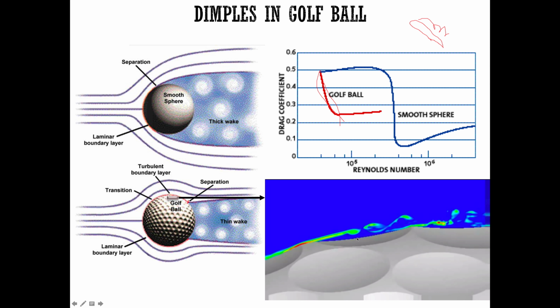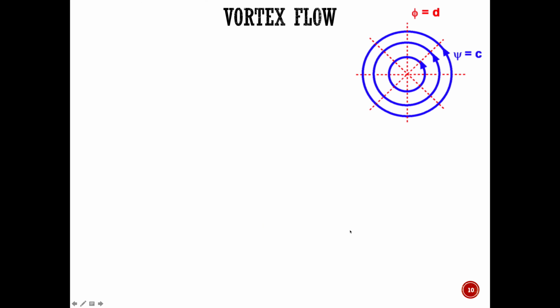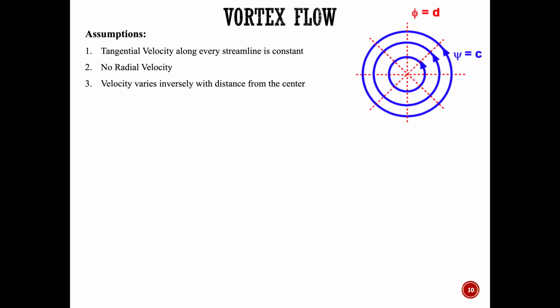All right, moving on to our last elementary flow, which is the vortex flow. Vortex flow, as you can see, is represented in this image. So you have flow going in concentric circles. Now let's think about the velocity components of this. You can probably guess it's sort of opposite to what we saw in source and sink flow, right? The tangential velocity along a streamline is a constant, there is no radial velocity, and the velocity varies inversely with distance from the center.